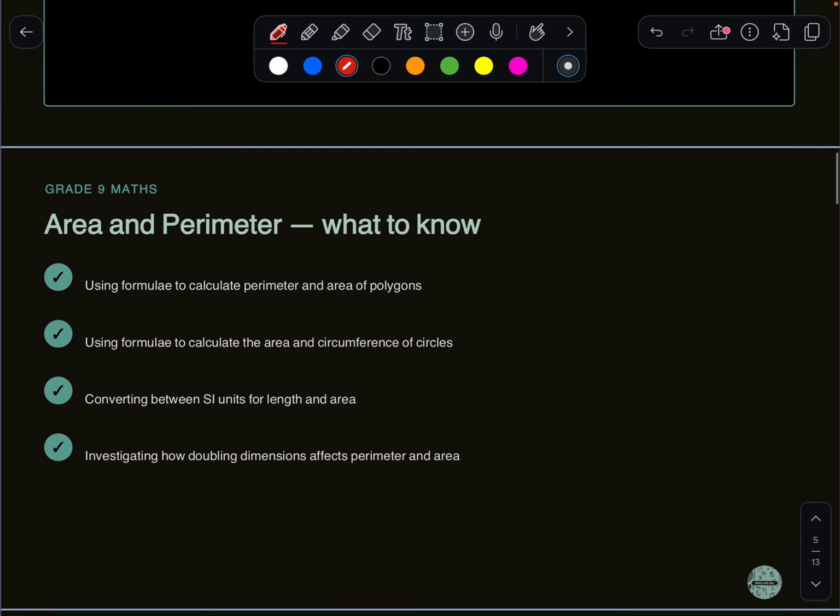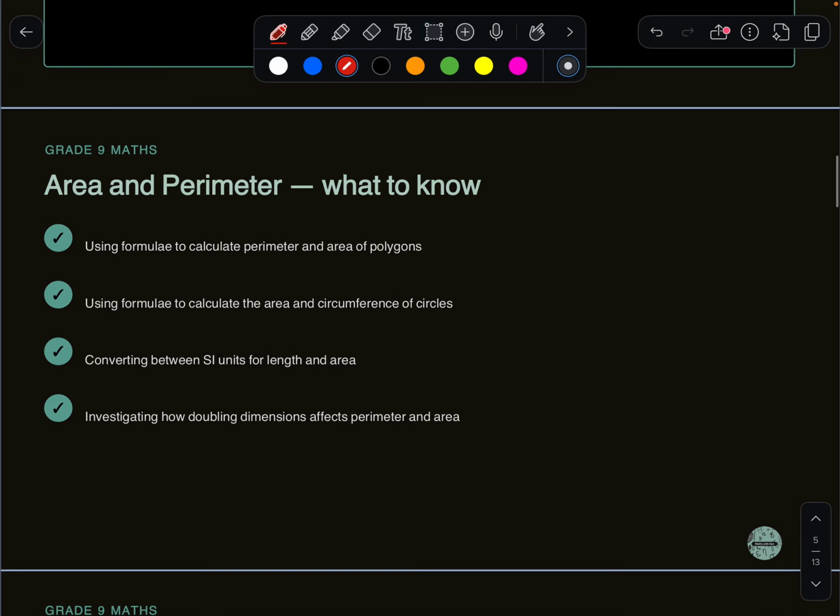We're also looking at area and perimeter this term. So you need to know different formulas to calculate the perimeter and the area of different polygons. You need to use formulas to calculate the area and the circumference of circles.